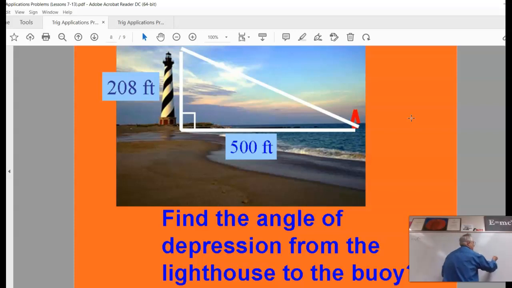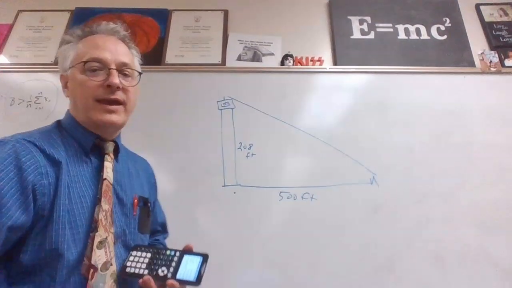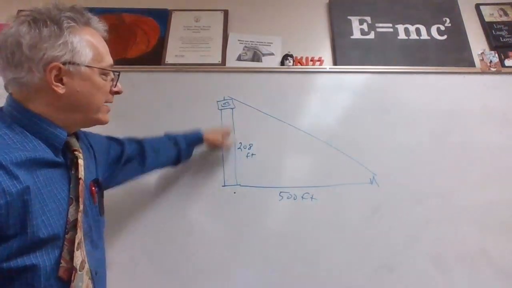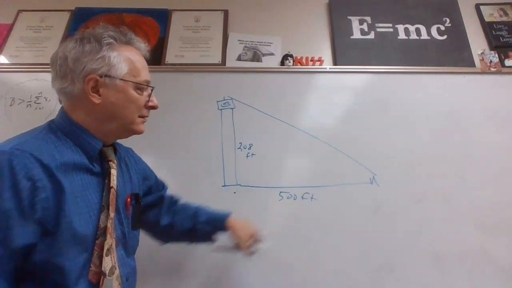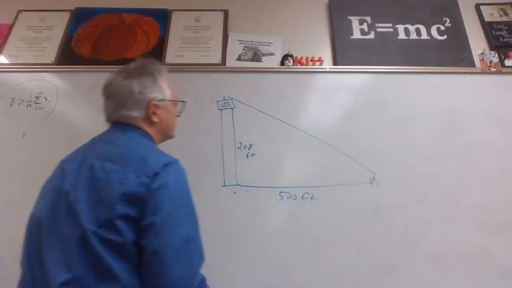I'll just put a little triangle like that. We know that the height is 208 feet, and we know that the horizontal distance to the buoy is 500 feet. And they want the angle of depression. Let's go back and talk about the angle of depression. So here's my lighthouse, 208 feet high, 500 feet in distance from the buoy.